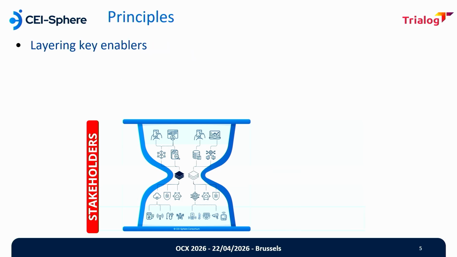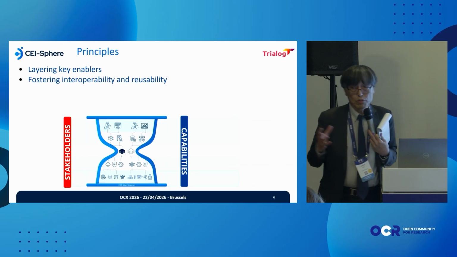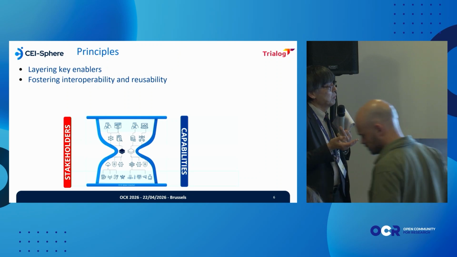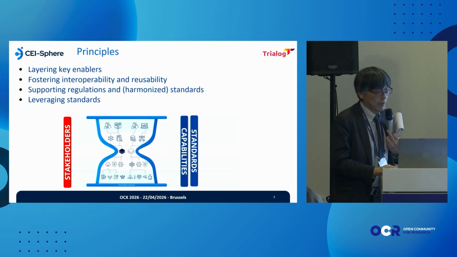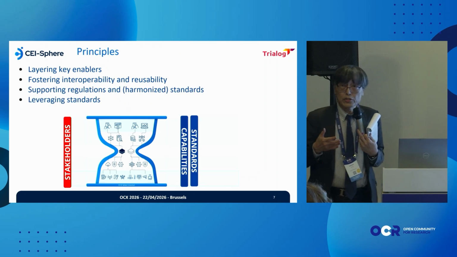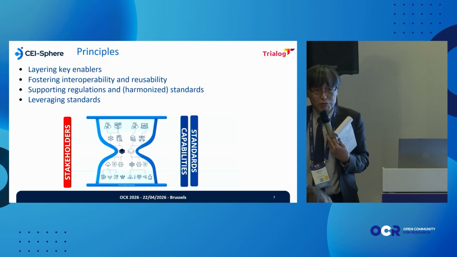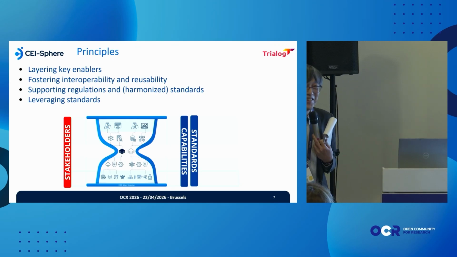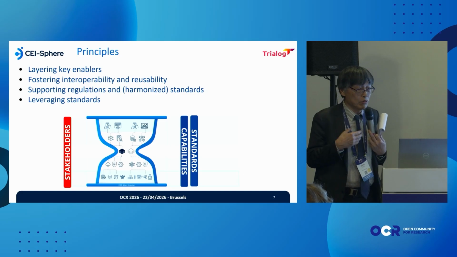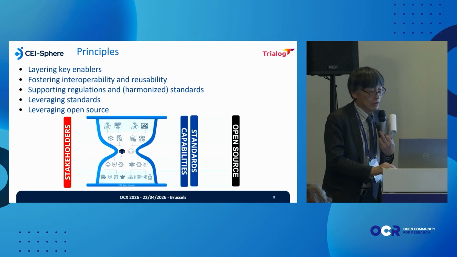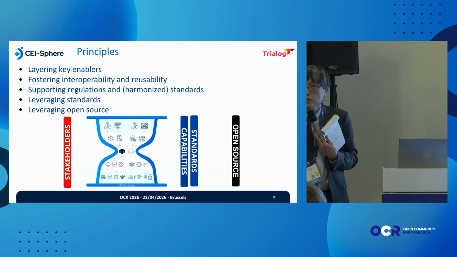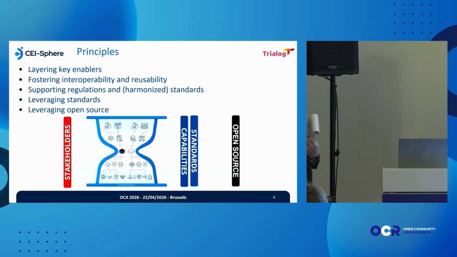So first of all, we need to understand that there are layers, because on top you might have users and below the infrastructure, okay? So you want to layer the key enablers. Then, because you want to put things together, you want to foster interoperability and reusability. Then you want to leverage regulation and harmonize standards. This is fresh, really new, so we need to do it now, okay? And we want to leverage standards, okay? And the last thing is, once you have this, you want to make it happen, so you use open source.